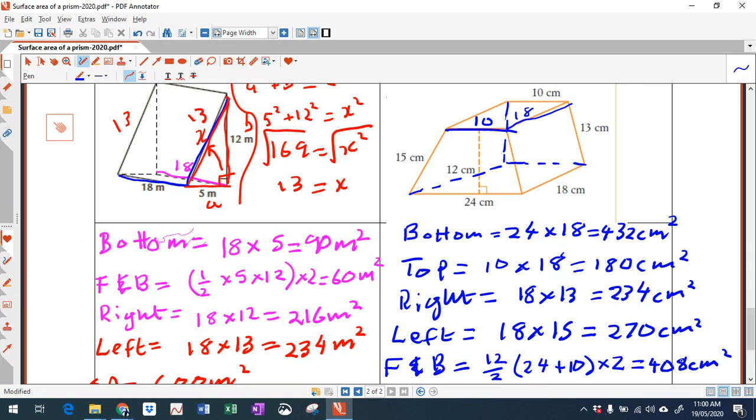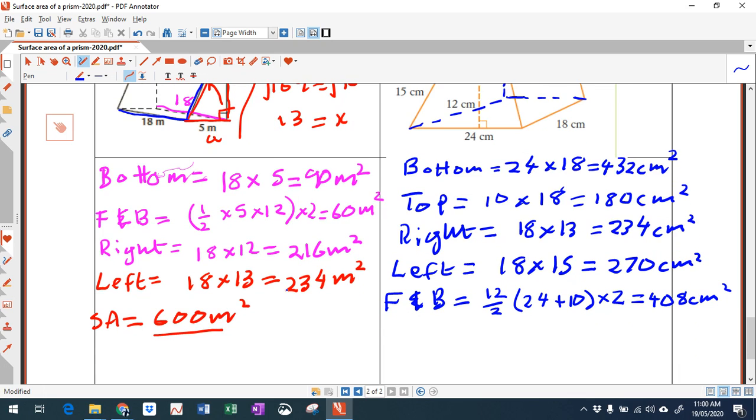And then you're going to add the totals together. So you're going to go 432 plus 180 plus 234 plus 270 plus 408. You should get 1524 there. So the total surface area is 1524 centimeters squared. And that's it.